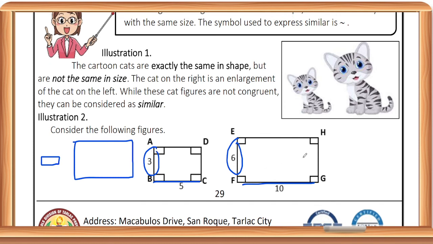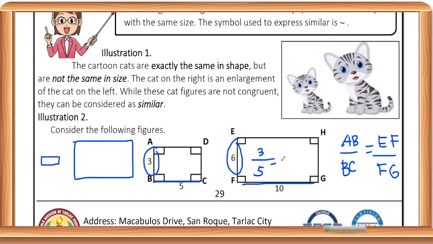Ang merong given is AB over BC. It must be equal to the ratio of, in corresponding ng AB is EF over FG. Okay, let's try to substitute the given. AB is 3. Dito ko na lang lagay over BC is 5. Okay, kung proportion sila, then we can say that they are similar.